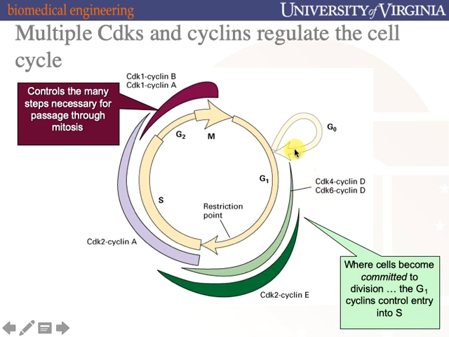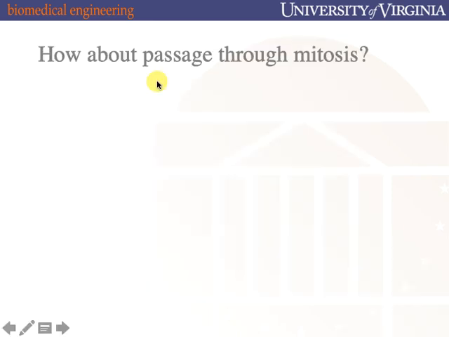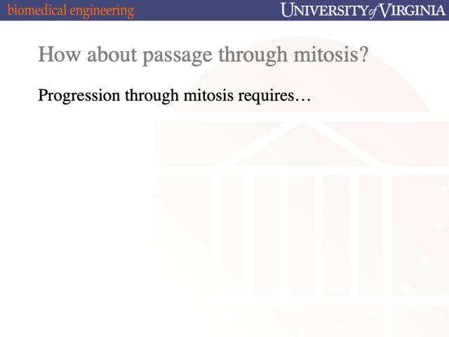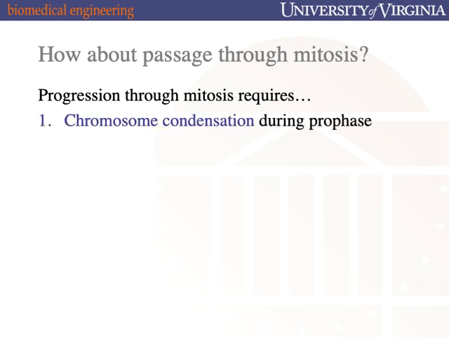We've just finished describing the G1 to S transition. Let's pivot now to the steps involved in mitosis, and specifically this complex of CDK1 and cyclin B. Passage through mitosis involves a number of steps. You saw this in the pre-lecture, I think you had last time. During prophase, that euchromatic nucleus needs to be condensed into the chromosomes for them to ultimately be segregated. So chromosome condensation needs to occur.